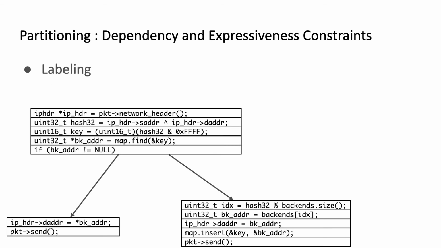To give a concrete example, let's now consider the following Middlebox implementation. This is a simplified version of a load balancer, where it will first use the source and destination IP address to compute a hash value. This hash value will then be used as a key to perform a lookup from a flow table. If we find an entry in the flow table, it will then use the result to perform a packet rewrite and send the packet out. Otherwise, the hash value will be used to pick a backend server, and we will insert a new entry to the flow table and rewrite the packet.